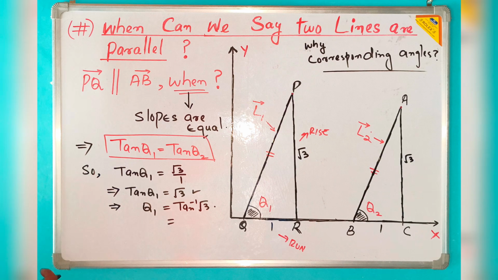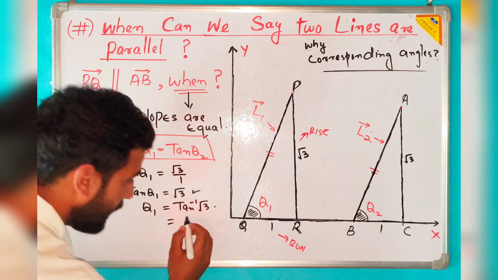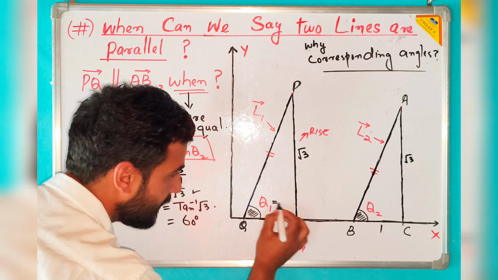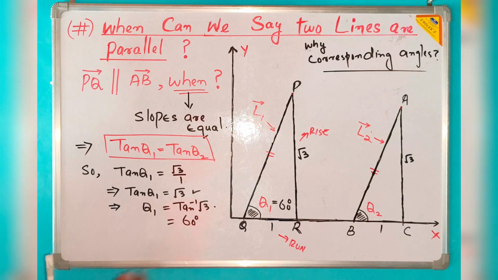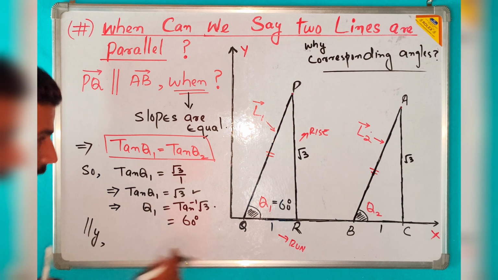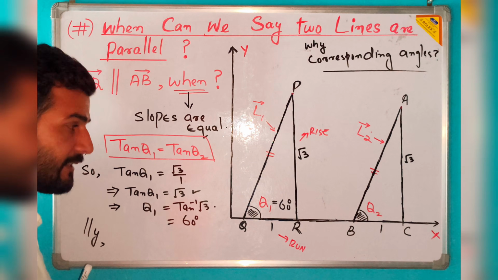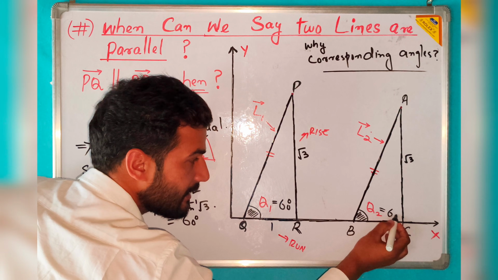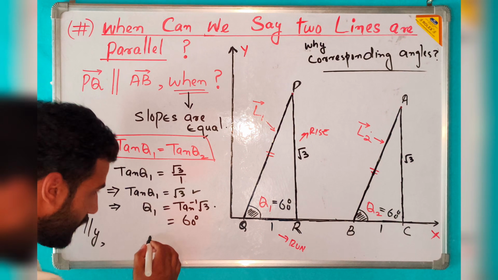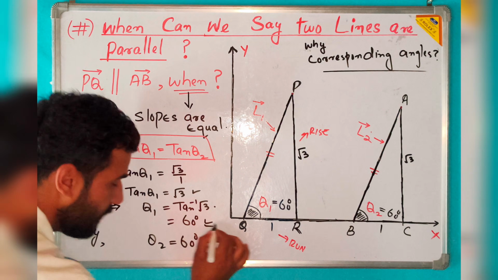So at which angle is the value of tan root 3? It is 60 degrees. So it means that theta 1 is equal to 60 degrees. In the same way, whenever we follow this diagram, similarly in this diagram, we will again find theta 2 equals 60 degrees. Theta 1 is 60 degrees and theta 2 equals 60 degrees.